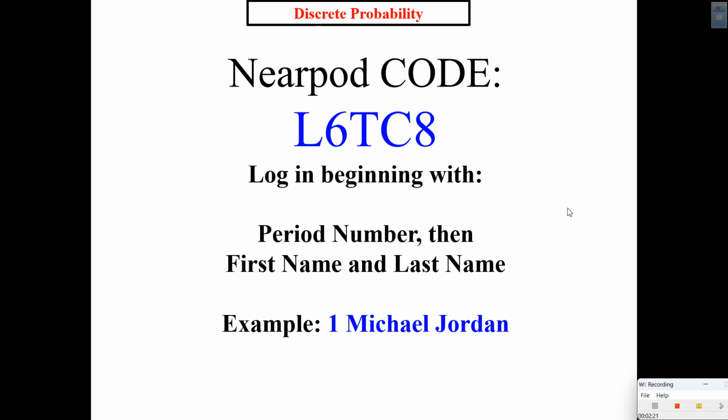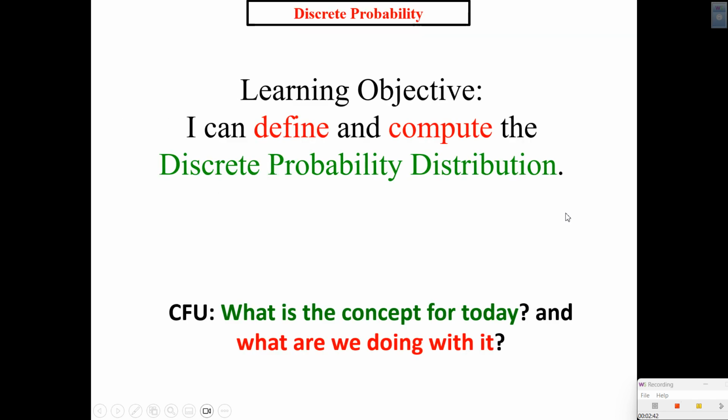All right, good. All right, get a Cornell note going, please. I can define and compute discrete probability distribution.